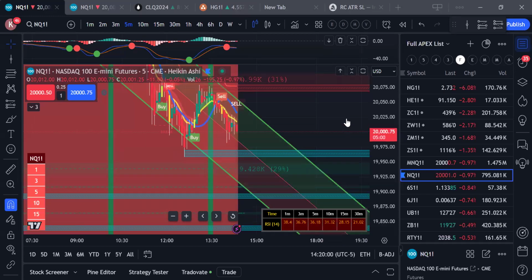Yeah, I'll add it for the lifetime members also. If we add too many things to one indicator, it will make everything very, very slow.